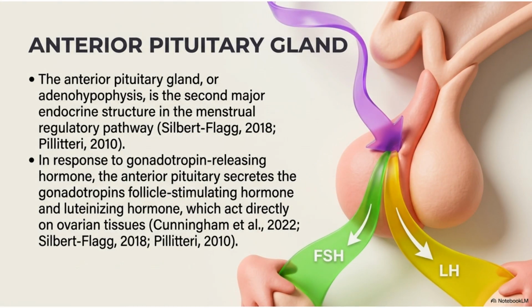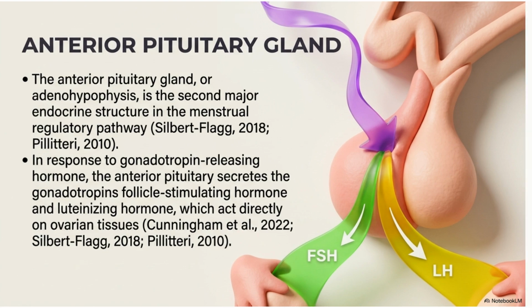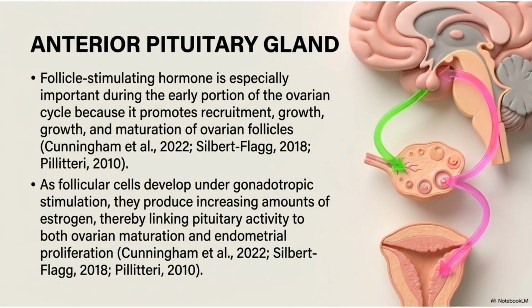The anterior pituitary gland is the second major structure in this pathway. Responding to GnRH, it secretes two vital gonadotropins, FSH and LH. FSH is critical early in the cycle, as it drives the growth and maturation of ovarian follicles. As these follicles develop, they produce estrogen, which begins to affect the uterus.